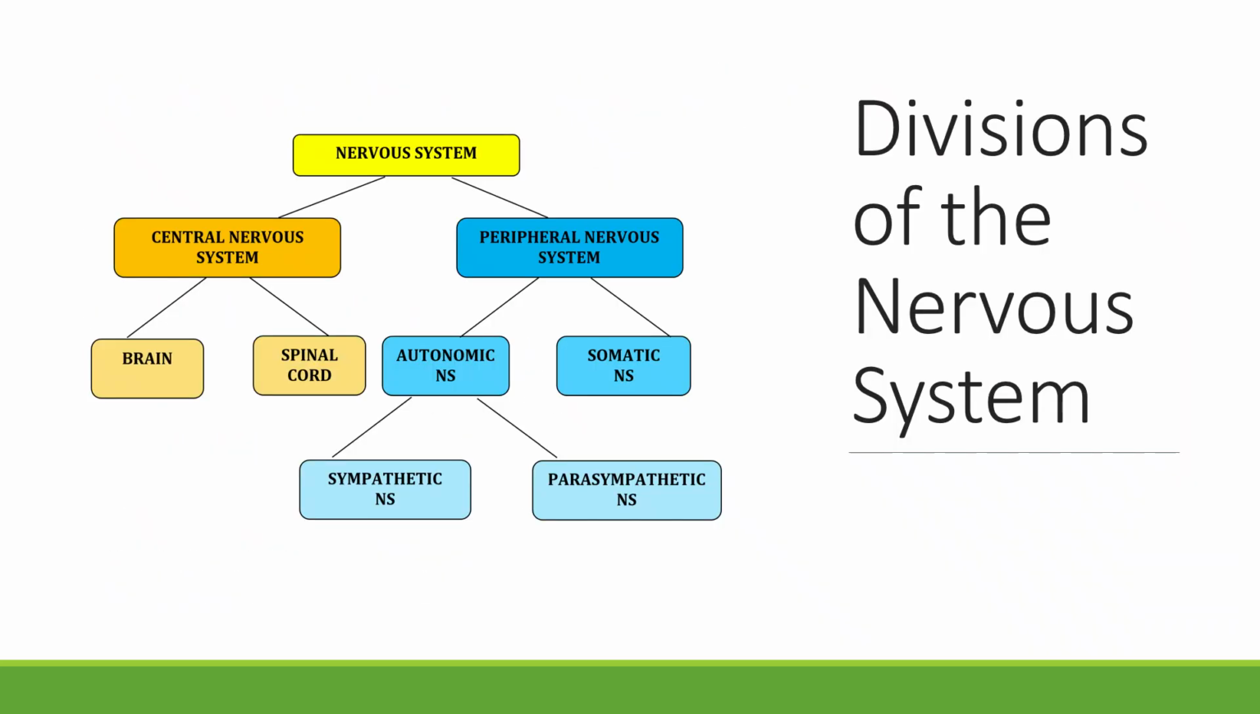So looking at these divisions of the nervous system, I think a flowchart really helps with this. So overall, we're talking about the nervous system, which is the last system we cover in this particular course. We can divide that into the central nervous system and the peripheral nervous system. And when we talk about the central nervous system, we're talking about the brain and the spinal cord. When we talk about the peripheral nervous system, we can subdivide it into the autonomic nervous system and the somatic nervous system. The somatic nervous system is your muscles. That's what we learned in the last chapter. The autonomic nervous system is going to be subdivided even further into the sympathetic and the parasympathetic nervous systems.